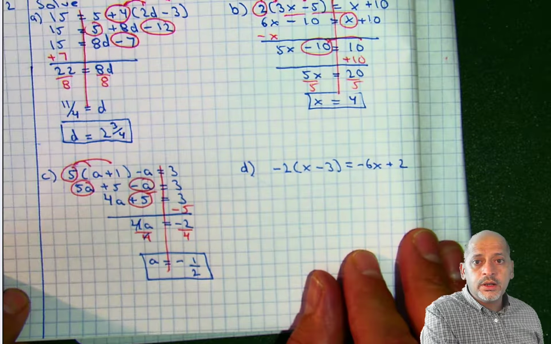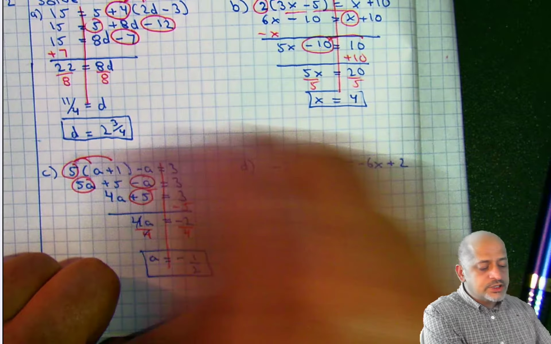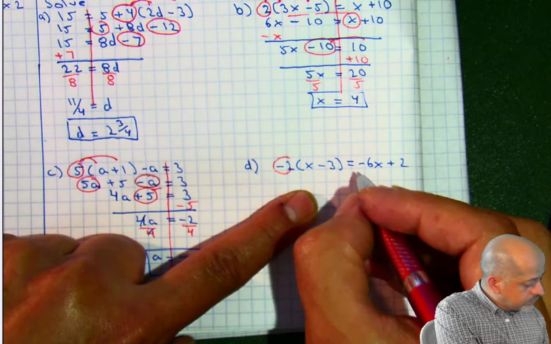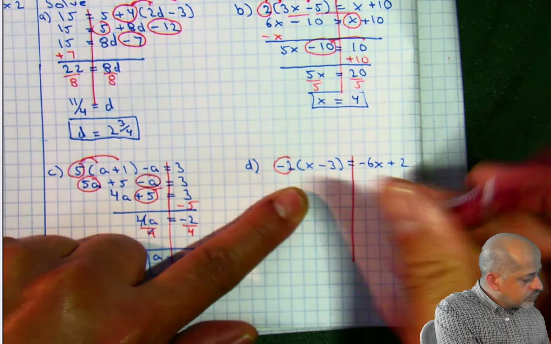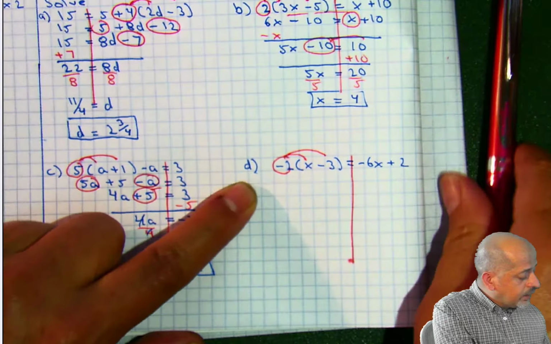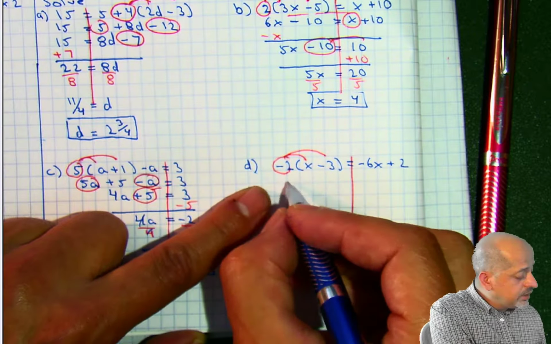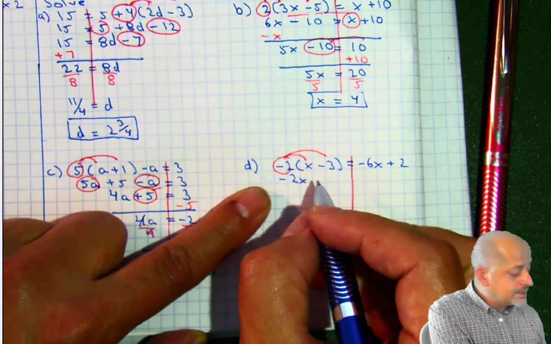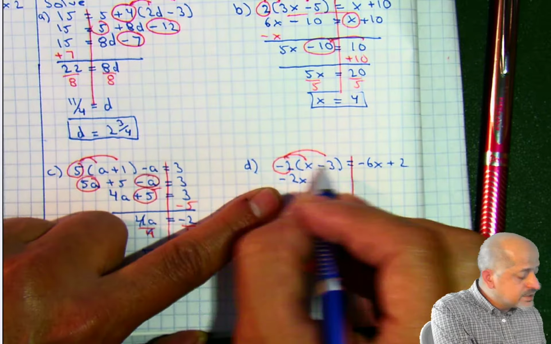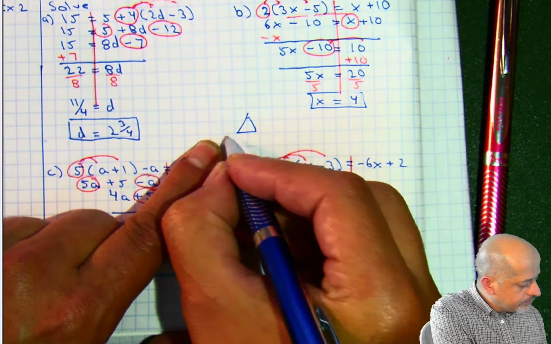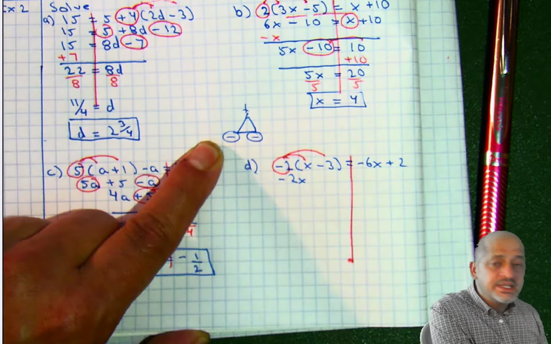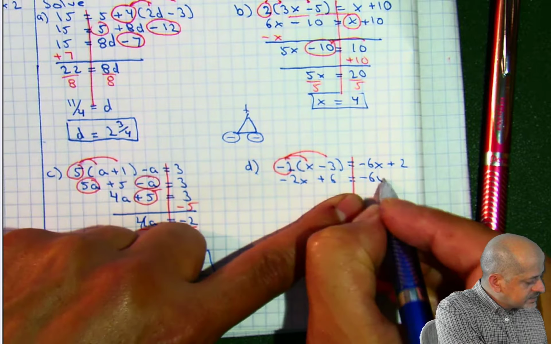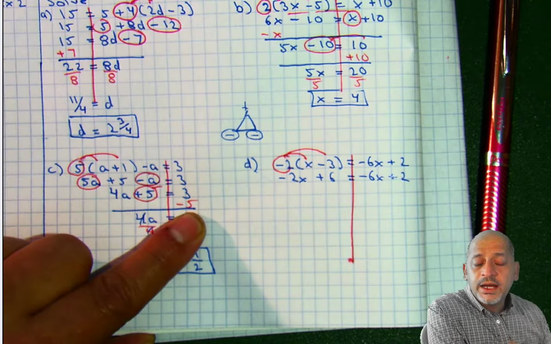Example number letter D. Let's go and use the distributive property. And before I do that, what should I do first actually? I should draw the line. So use the distributive property to multiply this out. And we have negative 2 times x will give me negative 2x. Negative 2 times negative 3 will give me positive 6. So be careful when you multiply a negative times a negative, we are using your triangle. So we have a negative times a negative becomes a positive 6. And now we have negative 6x plus 2. And now I can solve my equation.